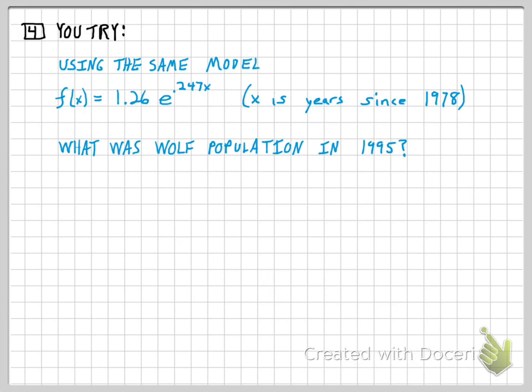Okay, box 4 is going to be a U-try. We're going to take the exact same model for the wolf population and just ask you to figure out a different year. So if we use the same exact model, 1.26 e to the 0.247x, and ask you what was the wolf population in 1995. Take a minute, use your calculator, see if you can figure out that answer.